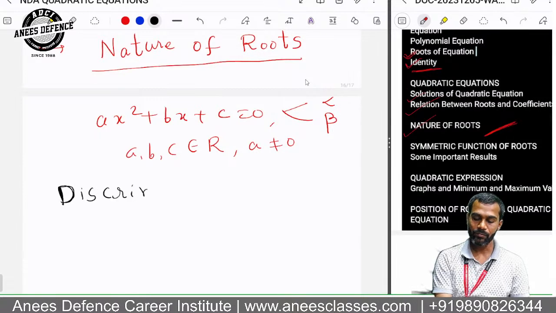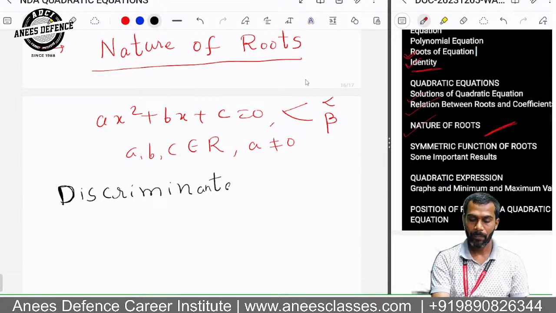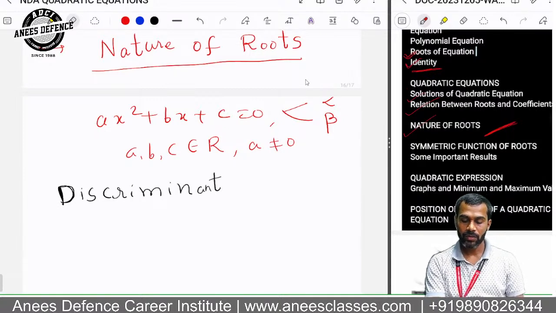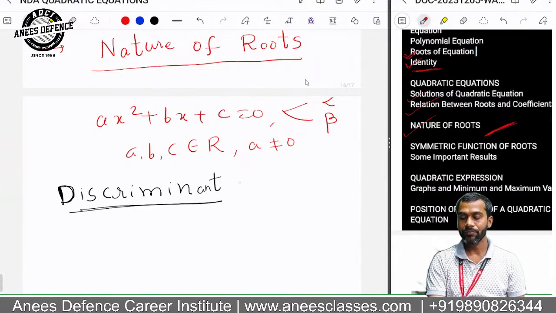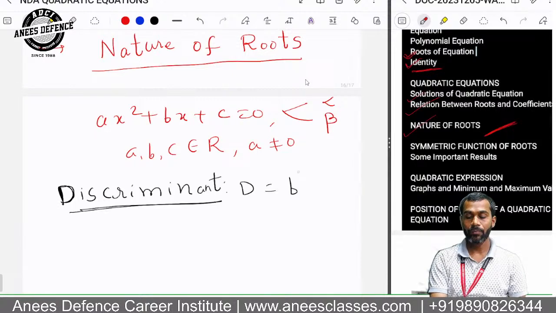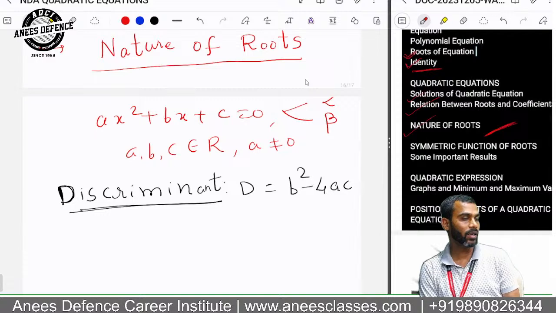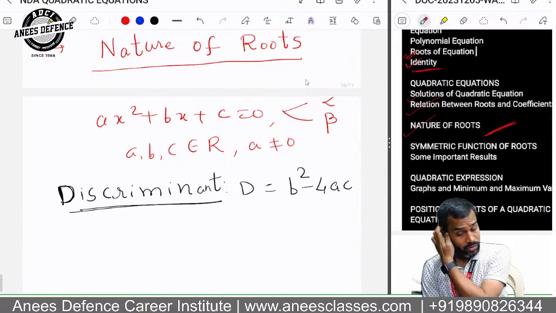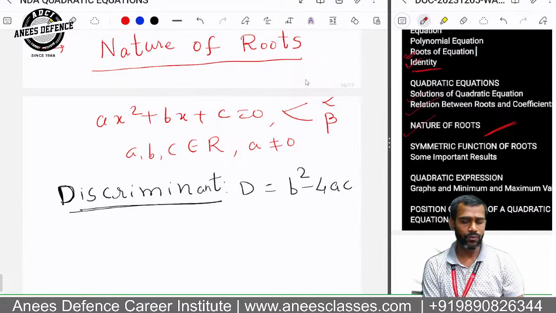Discriminant D. Tell me, D is equal to b square minus 4ac. Basically this decides what the nature will be. The nature of what? Of the roots. So D is equal to b square minus 4ac.